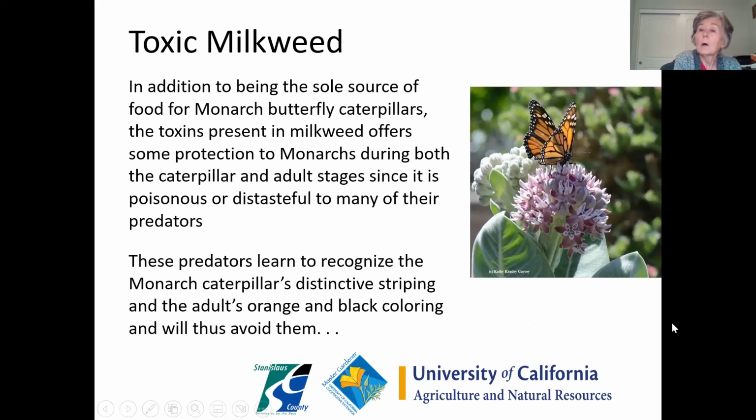Toxic milkweed. Milkweed is toxic. In addition to being the sole source of food to monarch butterfly caterpillars, there's a milky latex within the milkweed. And once the caterpillar feeds on the milkweed, the toxin that is present will offer them some protection, both during the caterpillar and adult phases, since it's poisonous or distasteful to many of their predators. These predators learn to recognize the monarch's distinctive coloring and striping, and thus will avoid them.